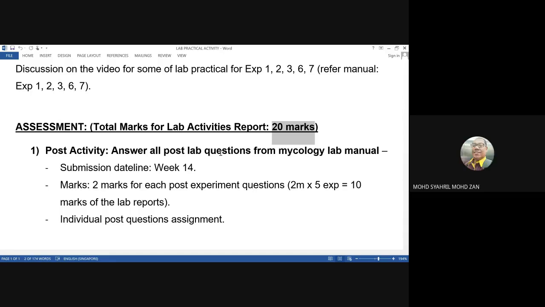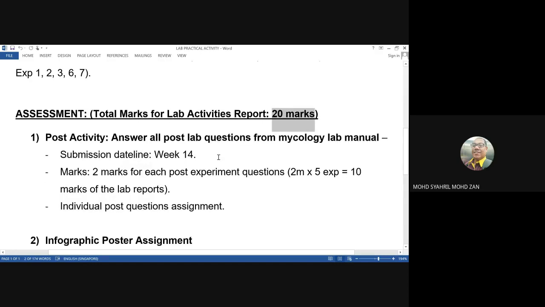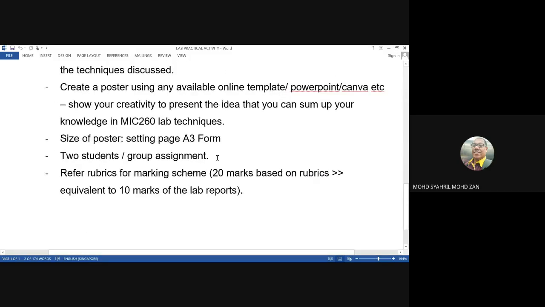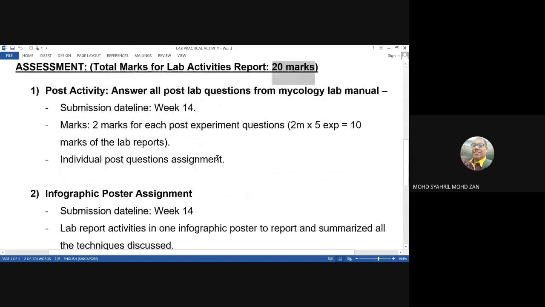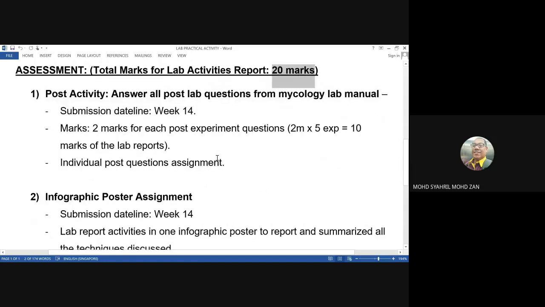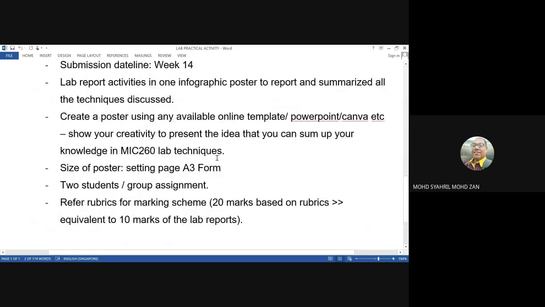Tak ada. Okay, tak ada. Okay, faham. Alright. So post activity dan juga infographic poster assignment kena hantar sebelum minggu ke-14. Alright. So lagi cepat lagi baik. Alright. Okay, so untuk post activity atau jawab soalan setiap post lab tersebut individual. Okay. Yang nombor 2 ni awak kena buat dalam kumpulan. So dibenarkan 2 orang members per group. Okay.